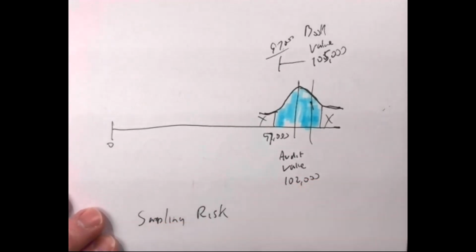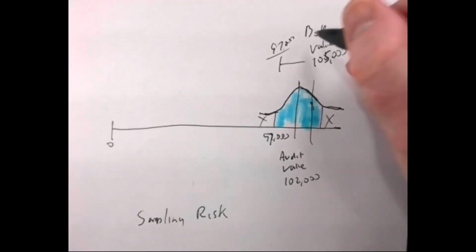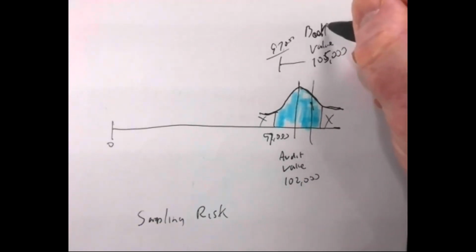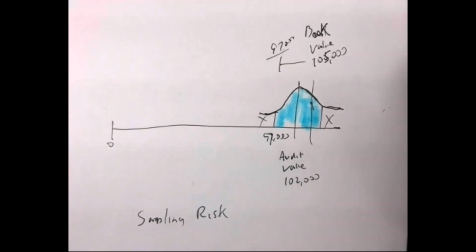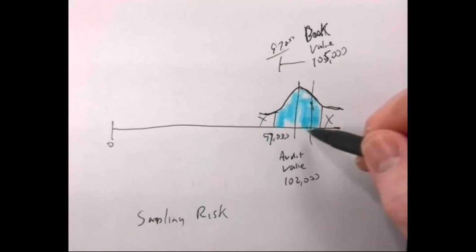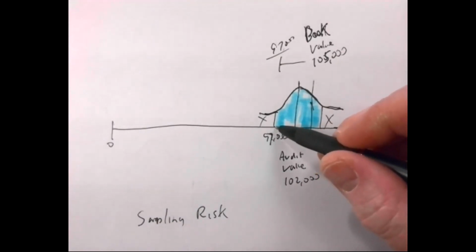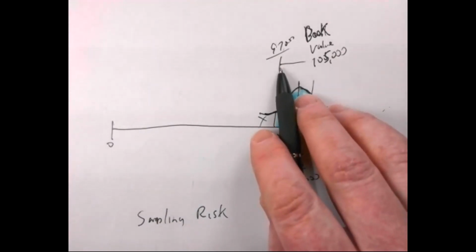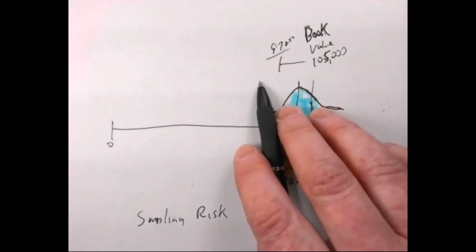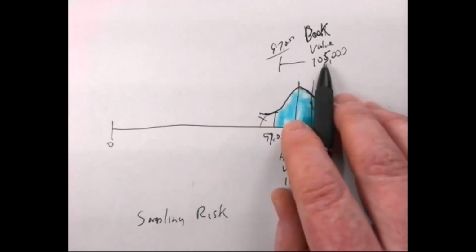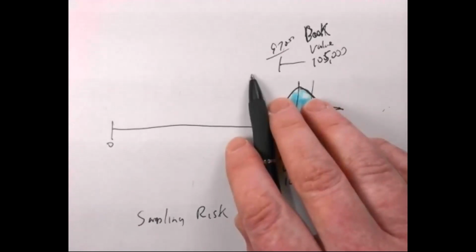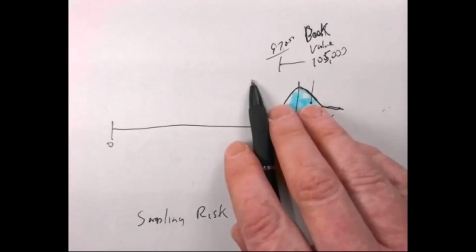What's the word above value at the top? Up here? Yeah. Book. So if the book value, say, is 105,000, you do your test and you say, okay, we're 95% sure, whatever, it could go as low as 97,000, but we're allowing for, say, 15,000 of materiality. So this is within that 15,000. This is only 8,000 or whatever it is.